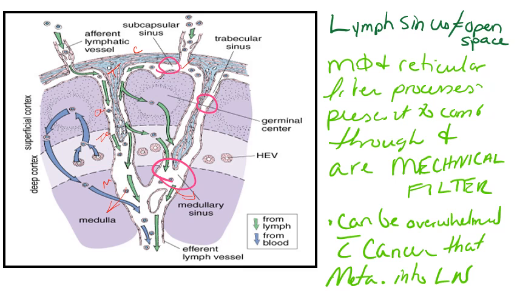So our lymph sinus is not an open space, okay? So what does that mean? Well, it's not that we can go wherever we want to go whenever we want to go, all right? We have macrophages and reticular fiber processes that essentially present to the different areas of the filtration system that's in place.